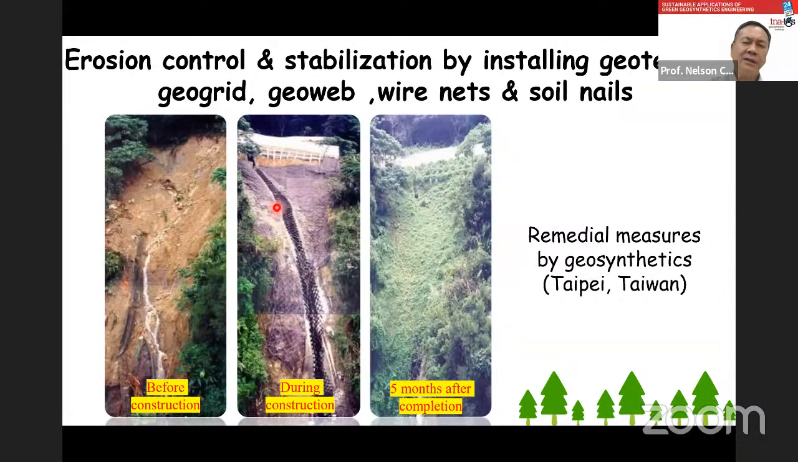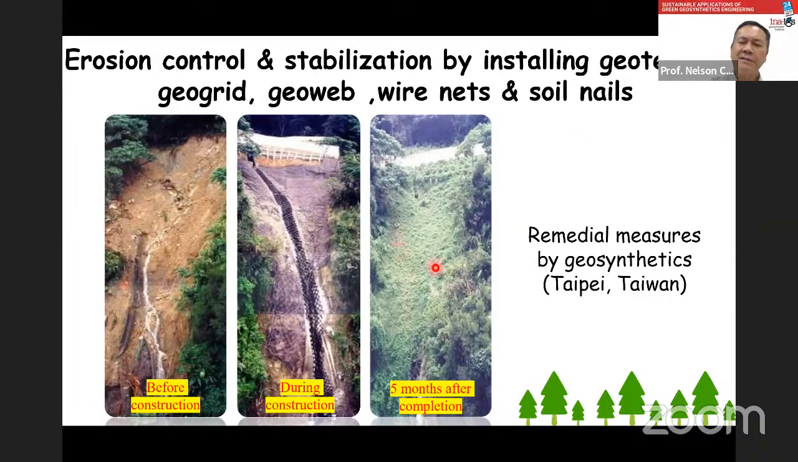what we did is, we dig a ditch, then install a layer of geotextile, seen in white color. Then above that, we put a layer of geoweb. The geoweb is very light, so it's easy to construct. Put some nails to hold it. And on this portion, we put the geogrid. And also we put some wire net and put soil nails to hold it.